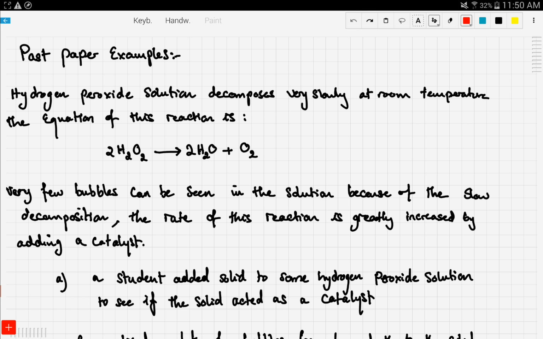Okay, the question reads so: hydrogen peroxide solution decomposes very slowly at room temperature. So this reaction is very slow. The equation of this reaction is hydrogen peroxide to give water plus oxygen. Now he says very few bubbles can be seen in the solution because of the slow decomposition. The rate of this reaction is greatly increased by a catalyst. Now we said that before. A catalyst is a substance that speeds up the reaction but does not get involved, meaning it's not a reactant.